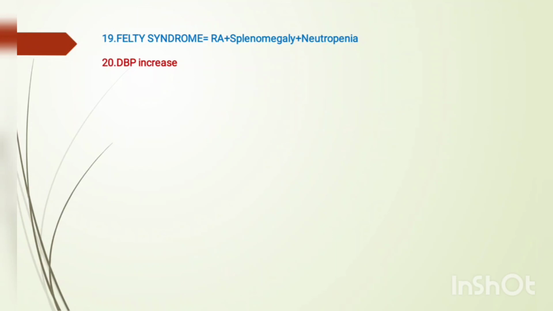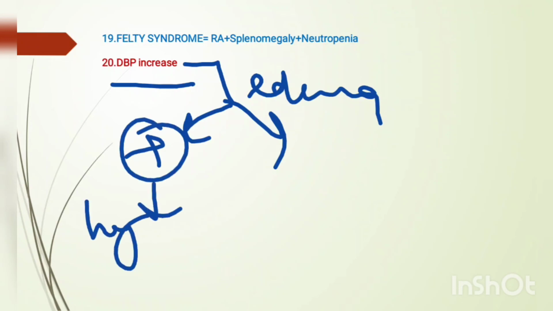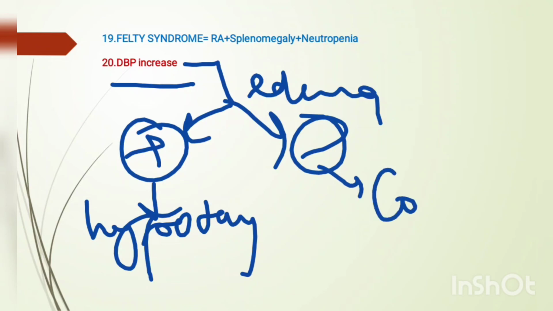Now, in one of the questions, if you are given that diastolic blood pressure is increased, you need to check if edema is present. If it is present, then it is hypothyroidism. If it is absent, then it is Conn's syndrome.